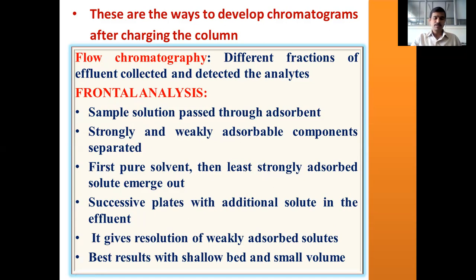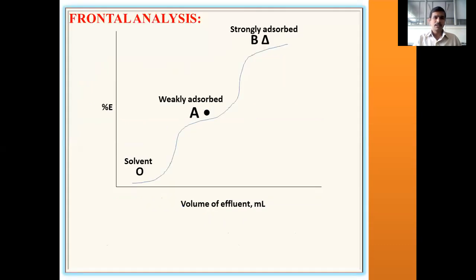Are there any weakly adsorbed solutes present? Whether the weak adsorbability is high or low can be decided by looking at the order of elution of these weakly adsorbed species. So if we use a shallow bed of the stationary phase and a small volume of the mobile phase for the elution process, whether it is a mobile phase peak, strongly adsorbable species or weakly adsorbable species, the results are going to be very good. This type of phenomenon we can see in frontal analysis.